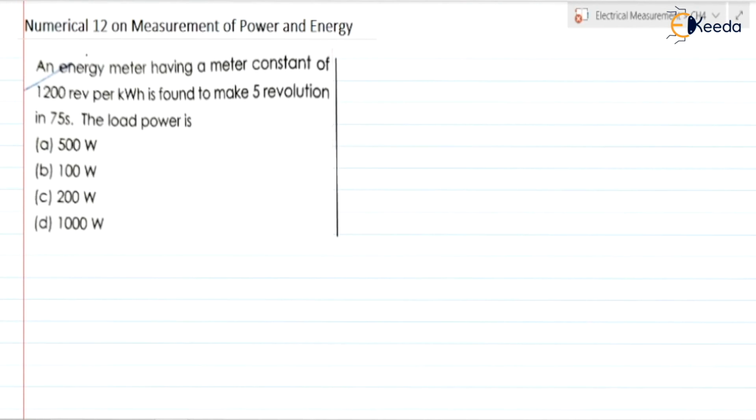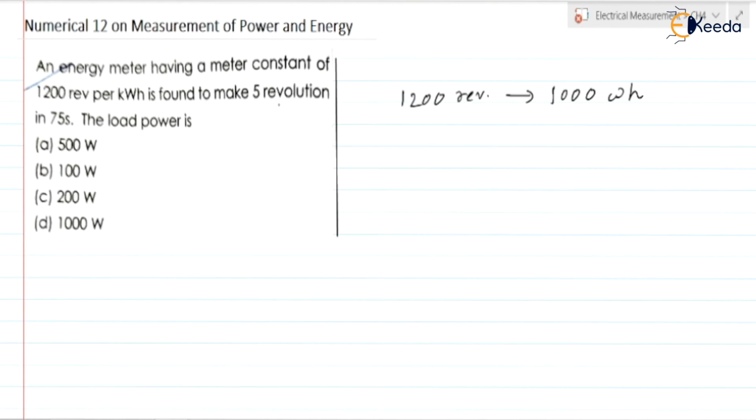Let us read the numerical. An energy meter having a meter constant of 1200 revolutions per kilowatt hour is found to make 5 revolutions in 75 seconds. The load power is, and they have given the 4 options. First of all, note the given data. The meter constant is 1200 revolutions per kilowatt hour. So when the meter completes 1200 revolutions, the energy consumed is equal to 1000 watt hour.